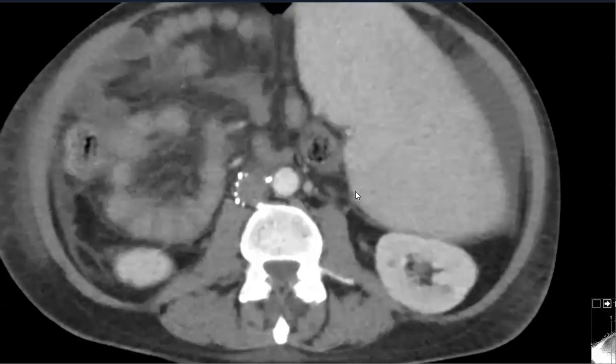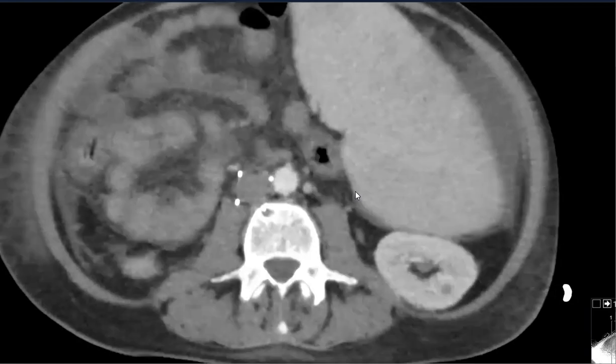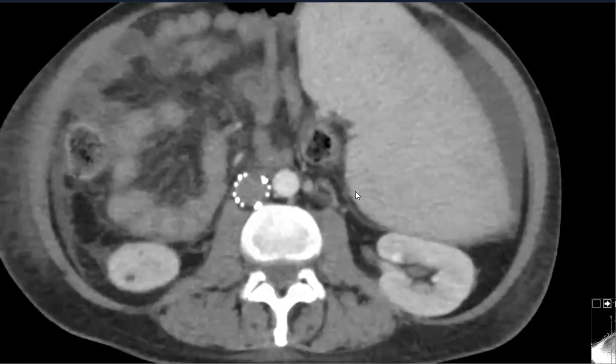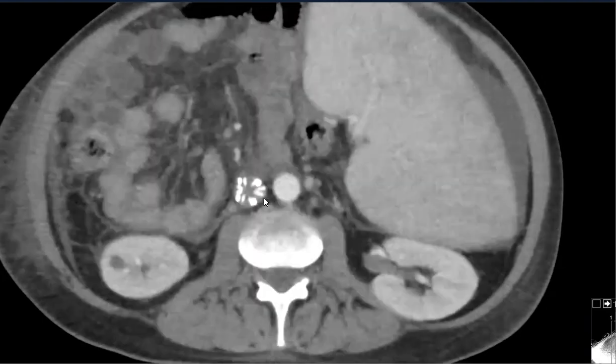This example shows a malpositioned IVC filter and shows how it progresses over time. So this is a CT initially acquired after the placement of the IVC filter, and this vessel that is opacified is the aorta, and this vessel is the inferior vena cava where the IVC filter is placed.